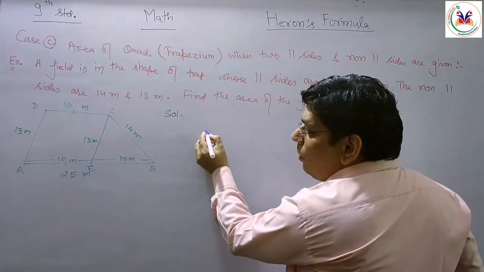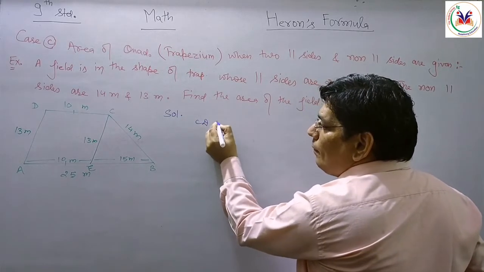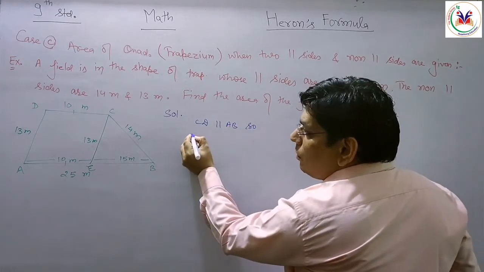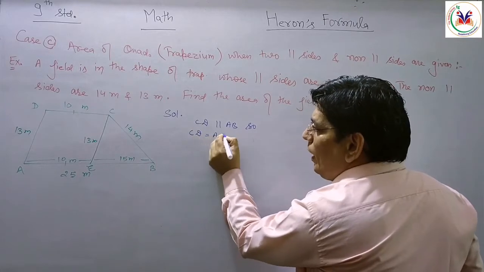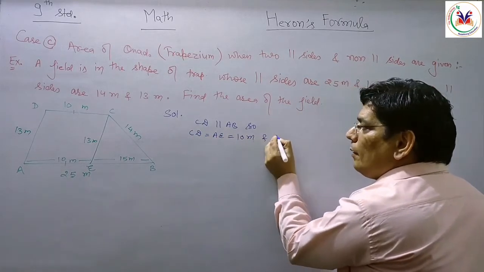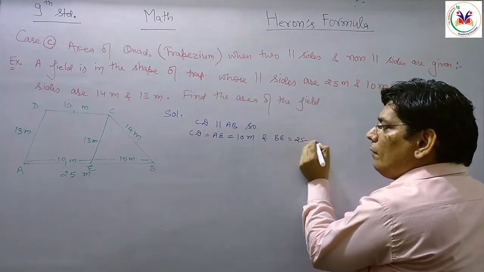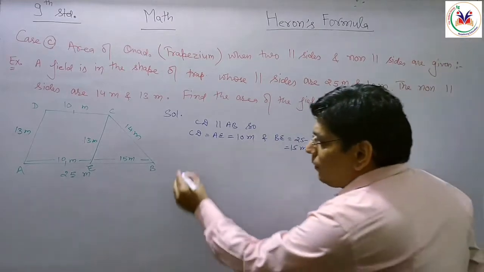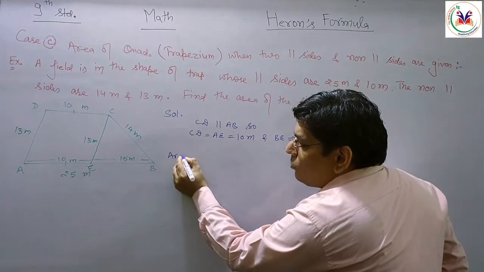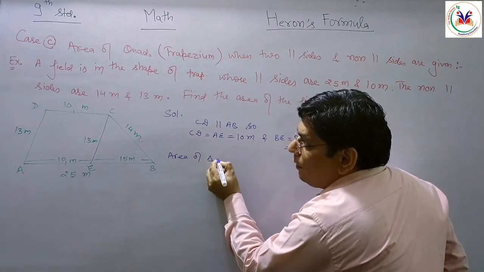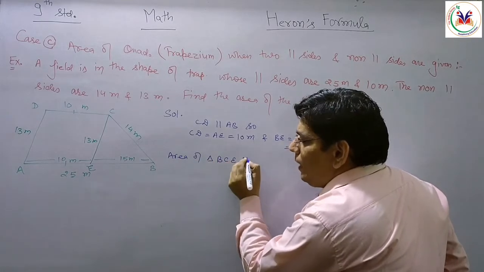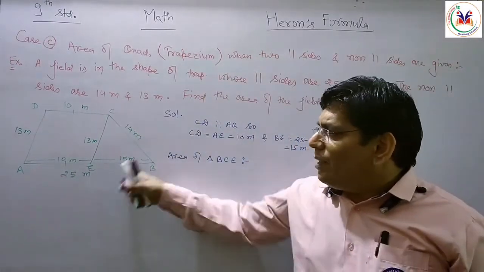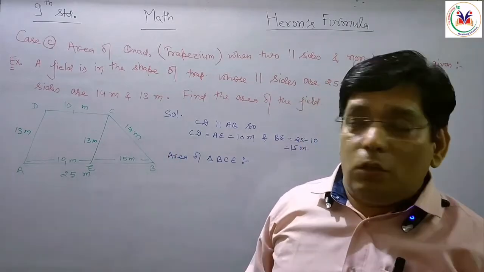Now we should go for the solution. In solution, first of all, CD is parallel to AB. So CD equals AE, 10 meter, and BE equals 25 minus 10, 15 meter. So first of all, the area of triangle BCE, हमें किसका area निकालना होगा? BCE. Don't you think it is a triangle in which all three sides are given? इस triangle की तीनों sides given हैं.